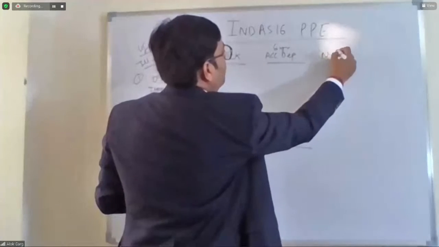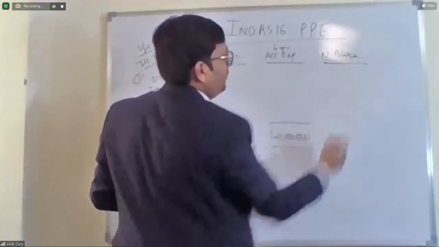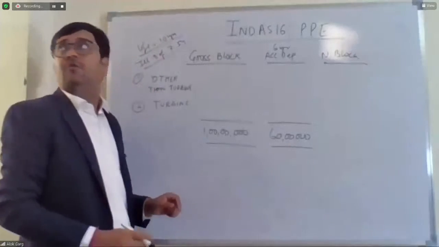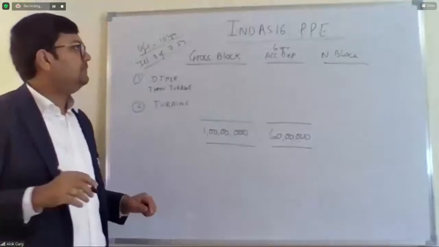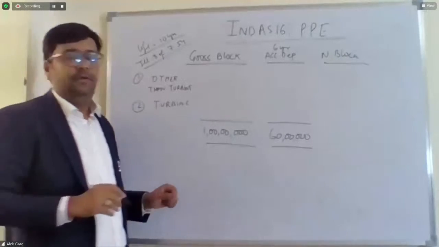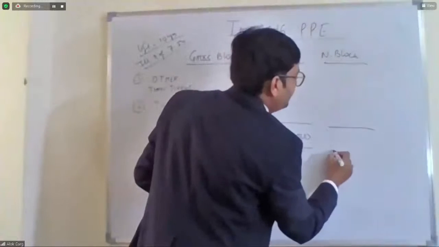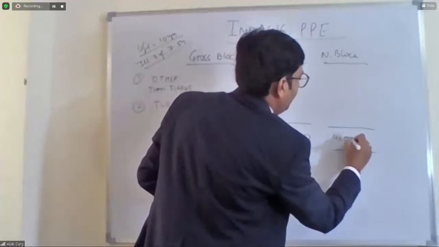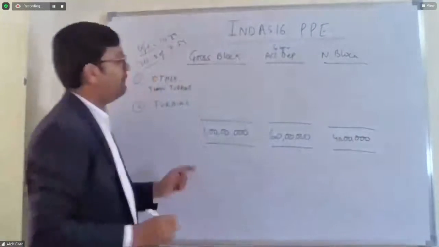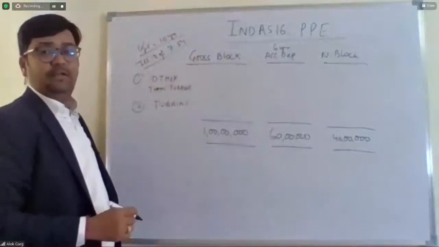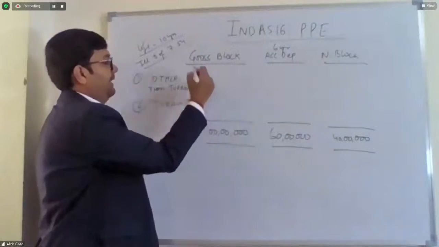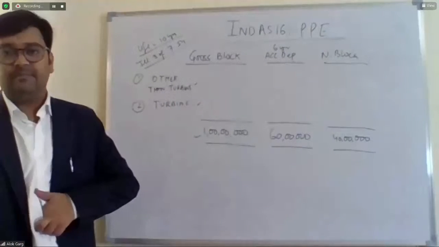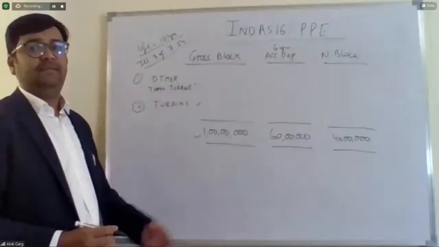What is the net block? Net block is 1 crore minus 60 lakh, 40 lakh rupees. Now what we need to do? We need to split this 1 crore between turbine and other than turbine. Am I right? So how to determine that?